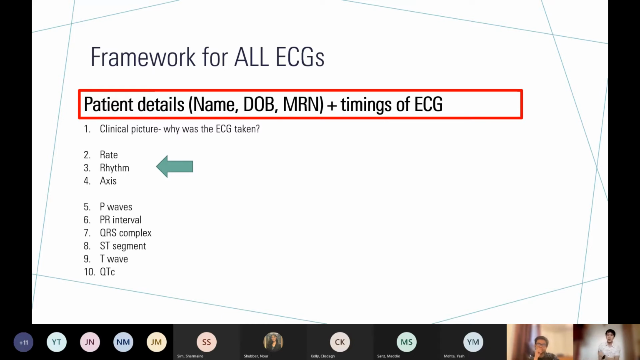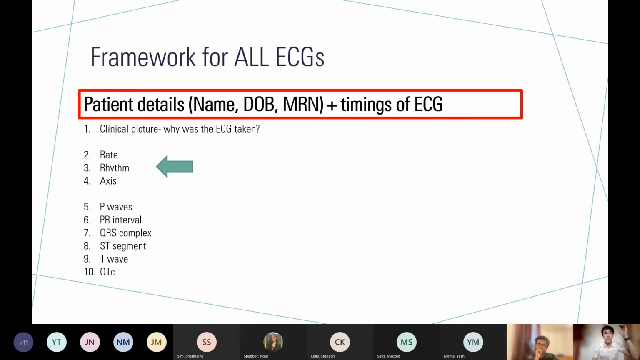And then the first point is actually a really interesting point, which is why was the ECG taken in the first place? Just like you wouldn't interpret a chest X-ray without a clinical indication, you shouldn't interpret an ECG without the indication for the ECG. If someone's come in with palpitations, feeling a little bit sweaty, feeling a bit lightheaded, that helps. It helps us picture what it might be, and if the ECG matches that picture, it's really helpful.